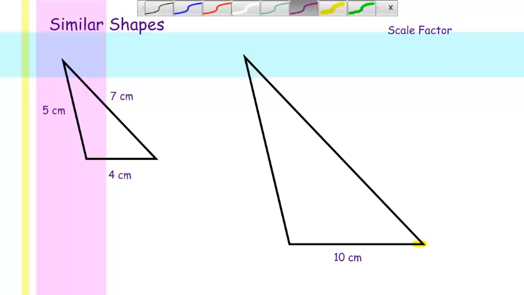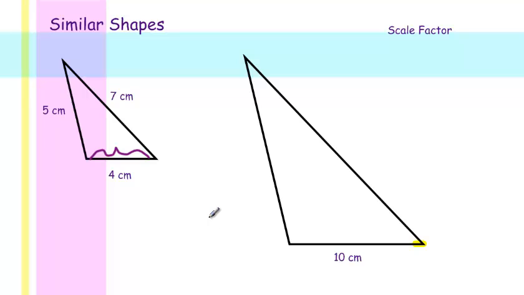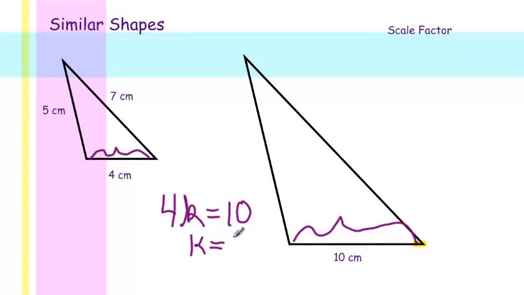What that means is one of the sides times some scale factor is going to be the length of the other side. And that scale factor is going to be the same for the relationship between those two triangles. So K, my scale factor, is going to be 10 divided by 4, or 2.5.